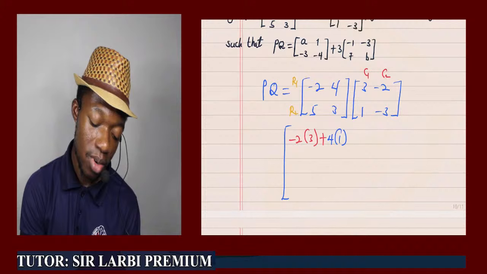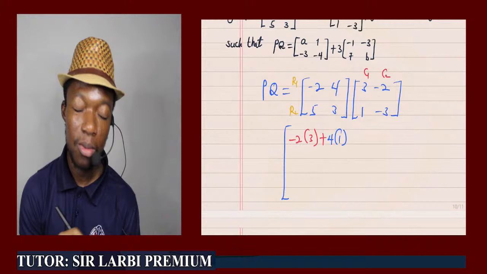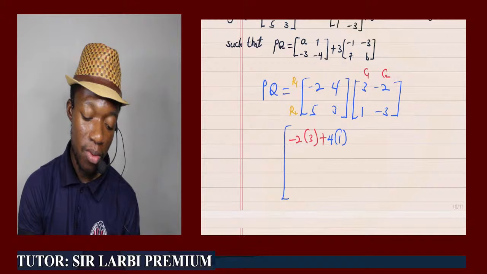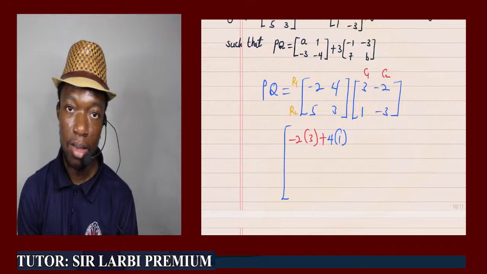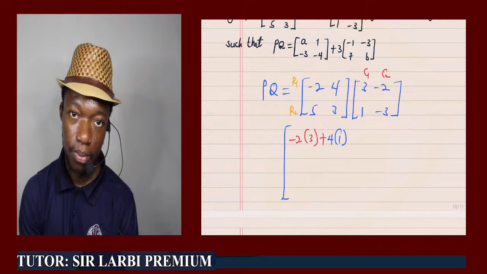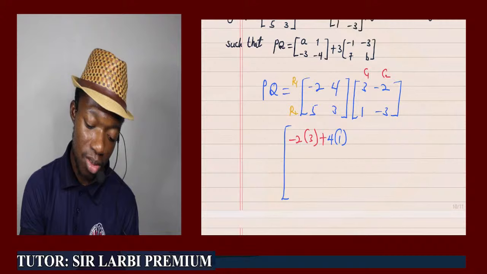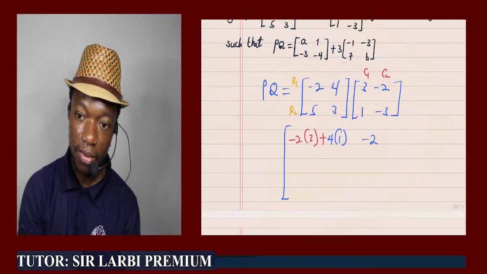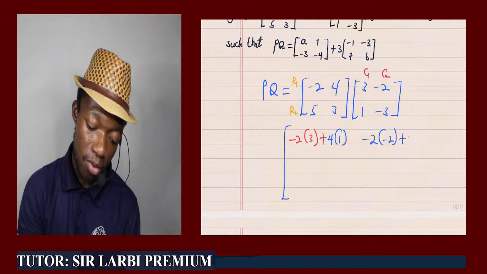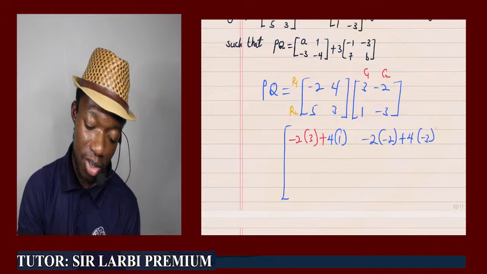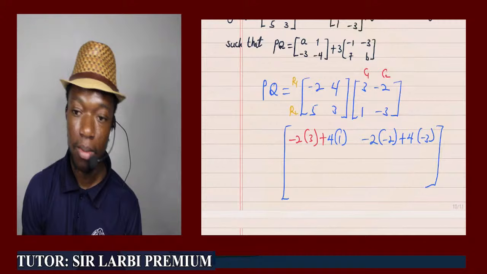Once we are done with the first column of the second matrix, we do the same thing. Take the first row of the first matrix and multiply by the second column of the second matrix. That will give you the next entry on the row side of the result matrix. So that gives us negative 2 multiplying negative 2 plus 4 multiplying negative 3. Here, you want to make sure that you are very careful, because any mistake that you make will affect your calculation.